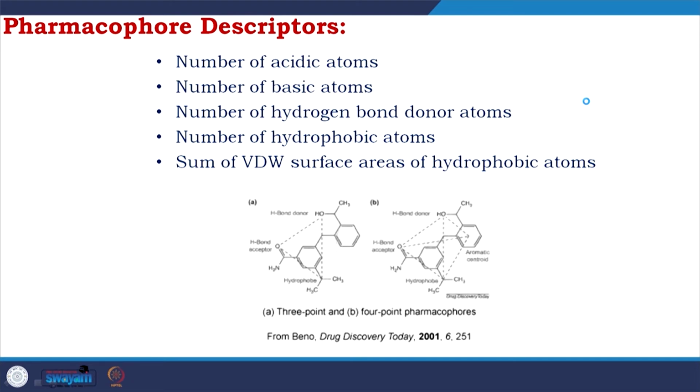Pharmacophore descriptors: number of acidic atoms means negatively charged atoms, number of basic atoms means positively charged atoms. So, if you consider amino acids, these are aspartate and glutamate, these are arginine, lysine, histidine. Number of hydrogen bond donor atoms, number of hydrophobic atoms, sum of van der Waals surface area of hydrophobic atoms means hydrophobic patches.